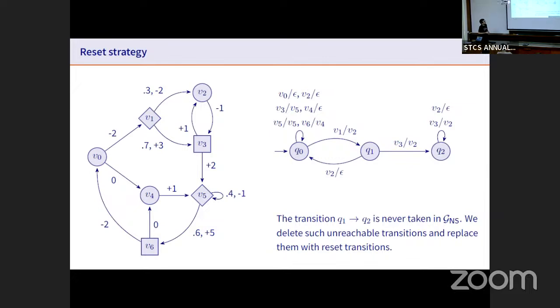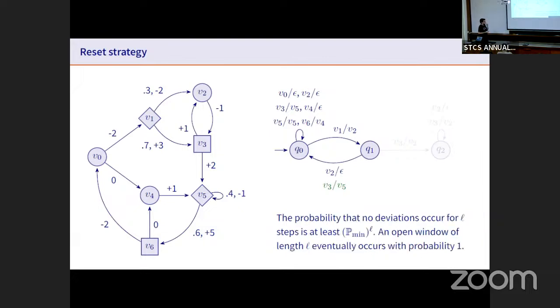And what we do is we identify some transitions in this Mealy machine that are never taken in the adversarial game. We delete them and we add reset transitions in their place. So what we are trying to do is that whenever a deviation occurs, we reset, and the probability that no deviations occur for L steps is at least some positive quantity p raised to L. So this shows that an open window of length L will eventually occur with probability 1, and player 2 will in fact win with probability 1, which is what we wanted to show.